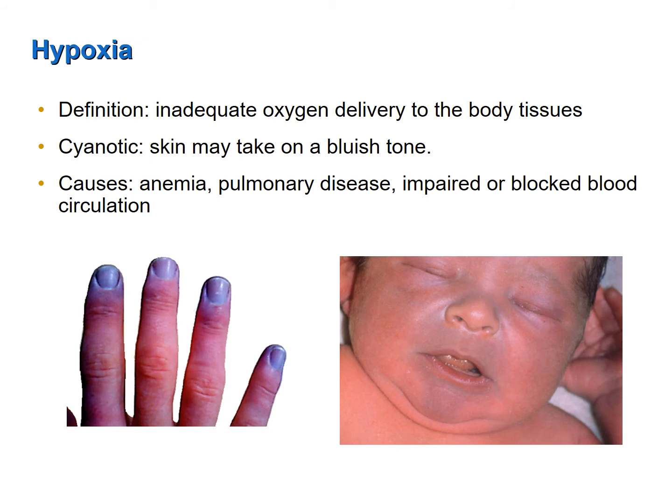So hypoxia leads to inadequate delivery of oxygen to body tissues. And this can lead to a condition called cyanosis, or the skin can be said to be cyanotic and taking on a bluish tone. Now, there could be multiple reasons for lack of adequate delivery of oxygen to tissues beyond just the oxygen levels of the blood being low. Can be due to an impaired or blocked circulation as well. But the bluish tone taken on by body tissues is cyanosis.